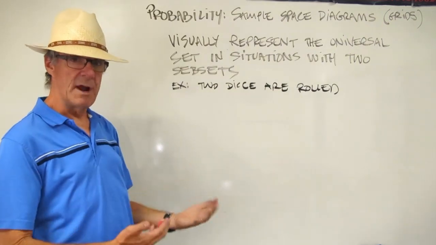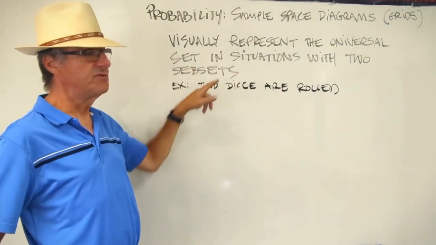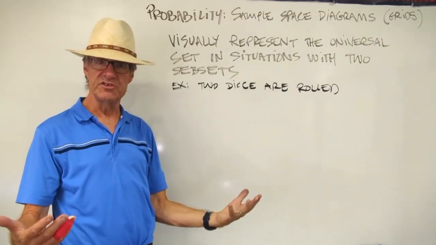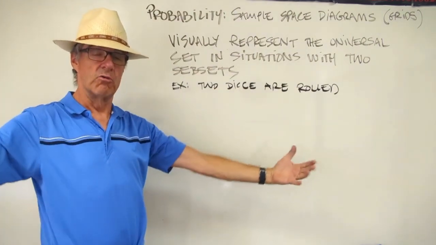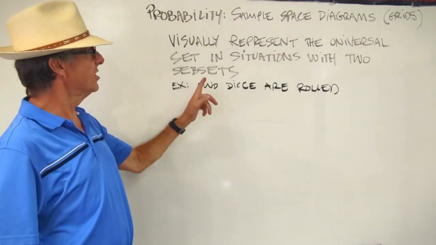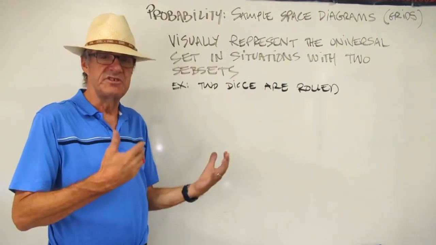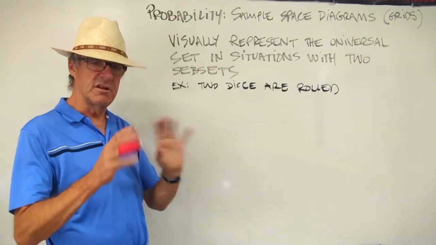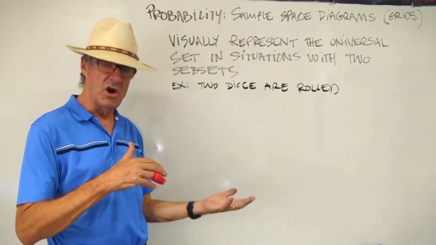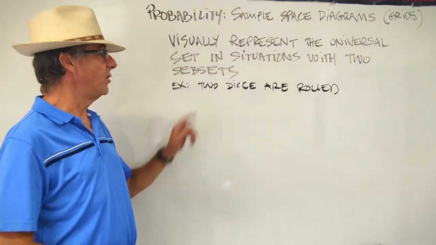So here's the situation. We visually represent the sample space when we have 2 subsets. So remember, the universal set is the entire realm of possibilities for any given situation. So what we're going to do is visually represent the universal set when we have 2 subsets. These could be 2 different little events that maybe intersect, maybe don't, like we've been playing with all chapter long.